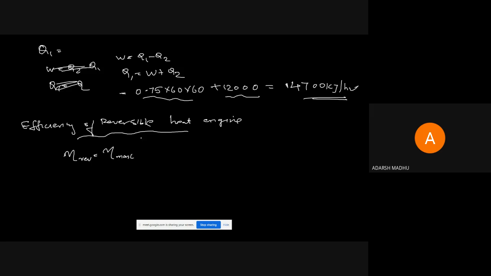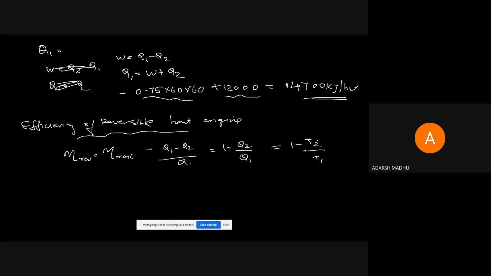Okay, Q maximum equal to Q1 minus Q2 by Q1, or we can write it as 1 minus Q2 by Q1 for a heat engine. So we can also write it in terms of temperature as E is equal to 1 minus T2 by T1.